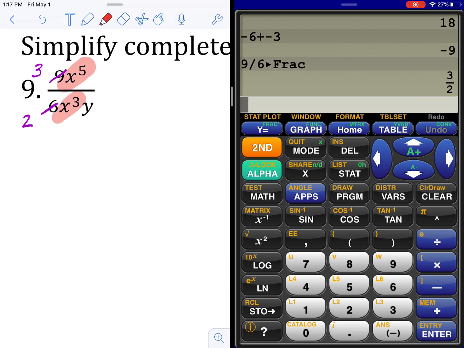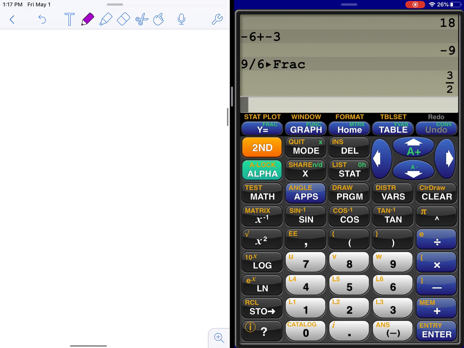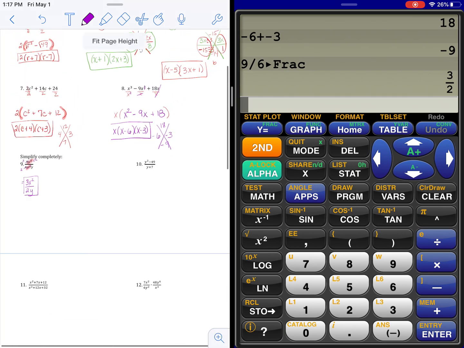I have an x to the 5th and an x cubed here. So 3 of those cancel with 3 of those 5 x's, so that leaves 2 on top. And y is by itself. There's nothing to cancel it with. So you get 3x squared over 2y on the bottom. Okay, number 10.